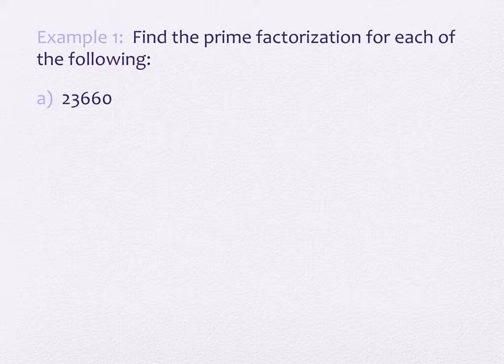All right, it says find the prime factorization for each of the following. The first number we have is 23,660. There's two ways that we could do this that I'm aware of. There probably are others, but there are two very, very clean ways. I know that you've seen at least one of them before. You might have seen them both. So let me ask you, what way have you seen to break this down into prime factors before?